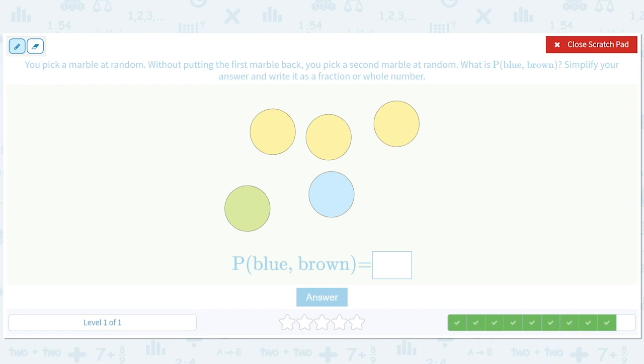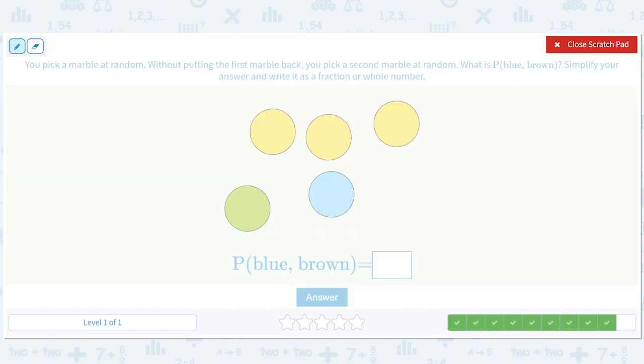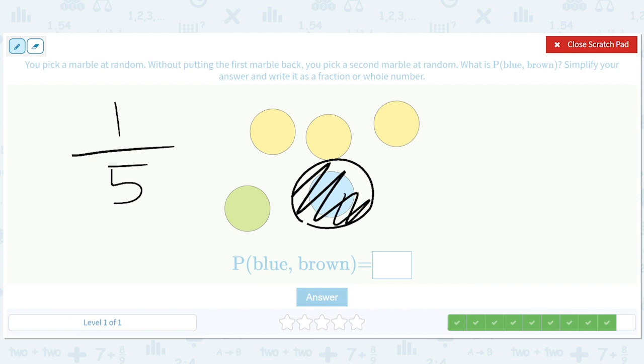Ooh, it's hard to see the colors. Okay. So you first pick blue, right? So that's going to be 1 out of 5. And then without putting it back, so now there's no more blue, you want to pick a brown. Now, it looks to me that there are no brown.